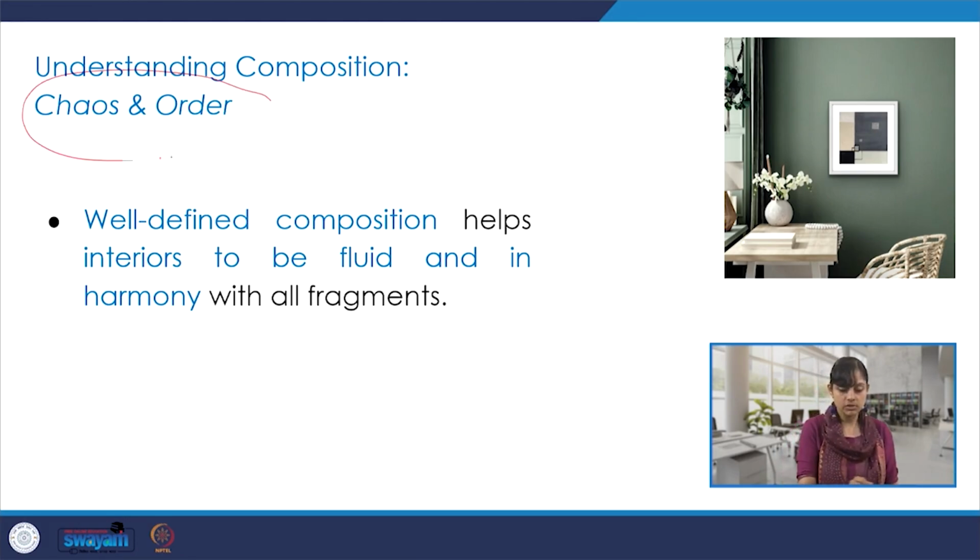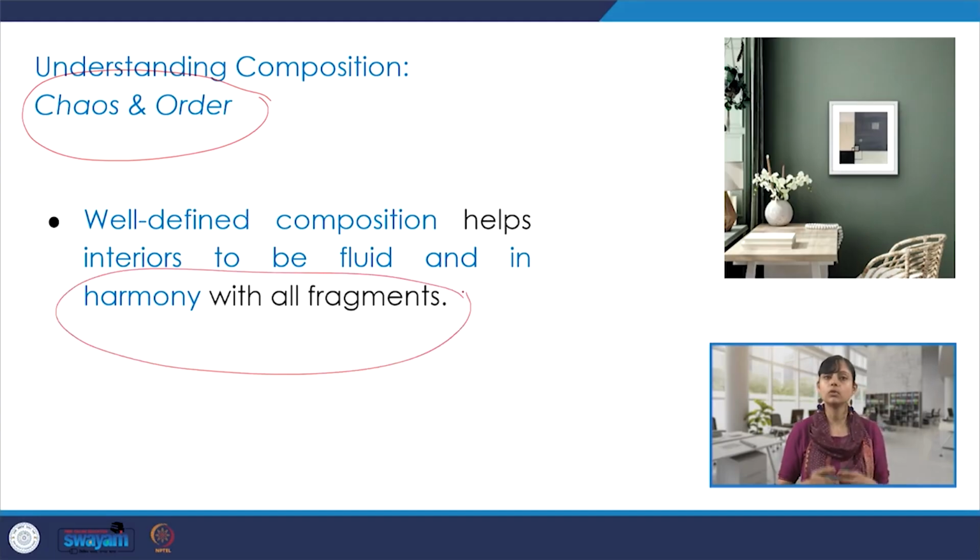Now that composition could follow chaos, or it could be orderly, or it could be order in chaos. There are ways in which designers work, and a well-defined composition helps the interiors to be very fluid and in harmony with all the fragments. So all the parts to whole, they just sort of flow in together as one composition.